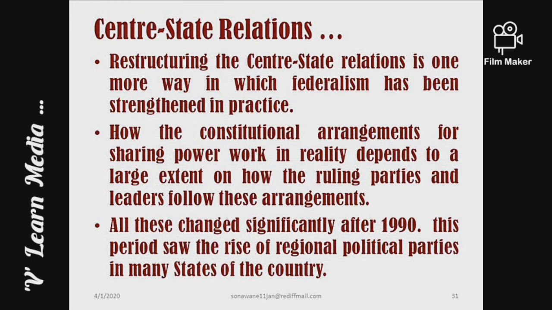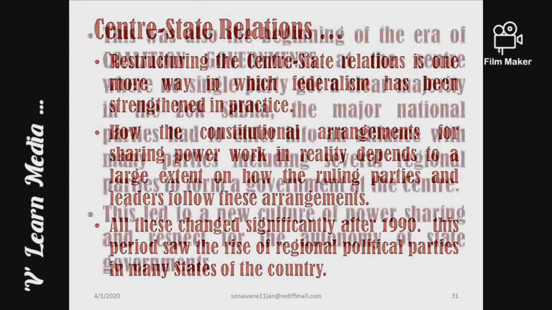Center-state relations. Restructuring the center-state relations is one more way in which federalism has been strengthened in practice. How the constitutional arrangements for sharing power work in reality depends to a large extent on how the ruling parties and leaders follow these arrangements. All these changed significantly after 1990. This period saw the rise of regional political parties in many states of the country.